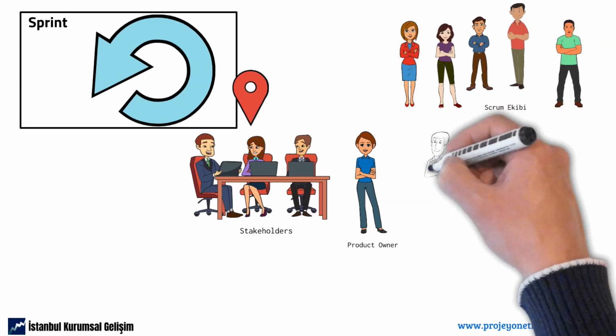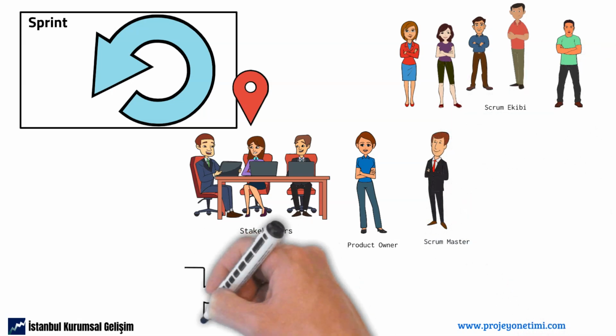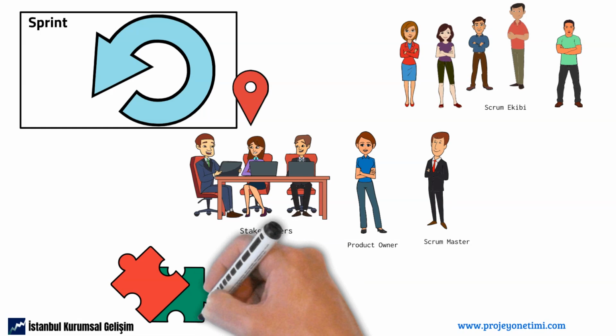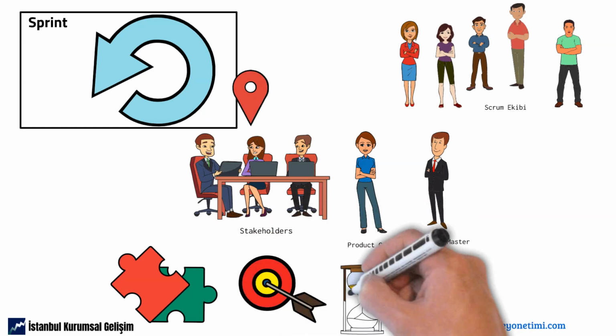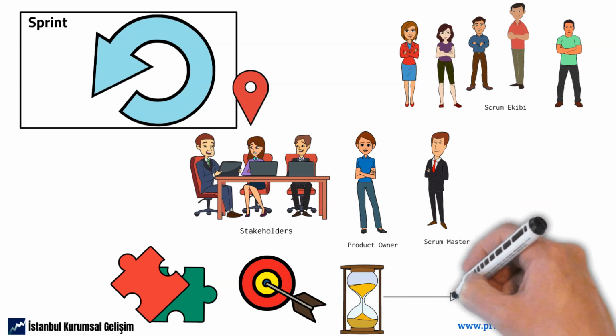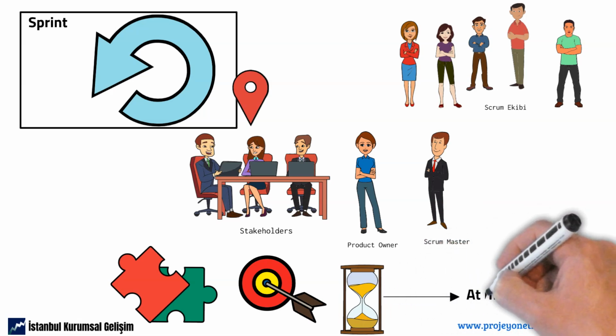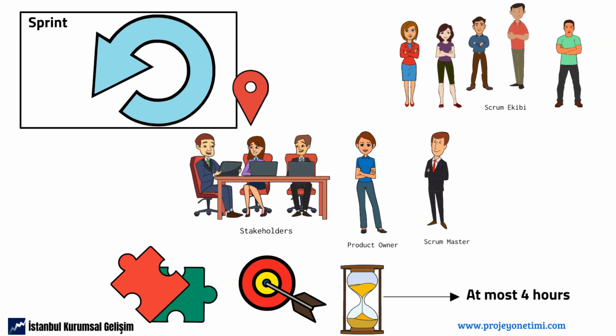The role of the Scrum Master is to facilitate this meeting, to ensure that everyone understands the purpose, and to keep the meeting within the time limit. The sprint review meeting is limited to 4 hours for a 1-month sprint. For shorter sprints, this meeting is expected to last shorter.